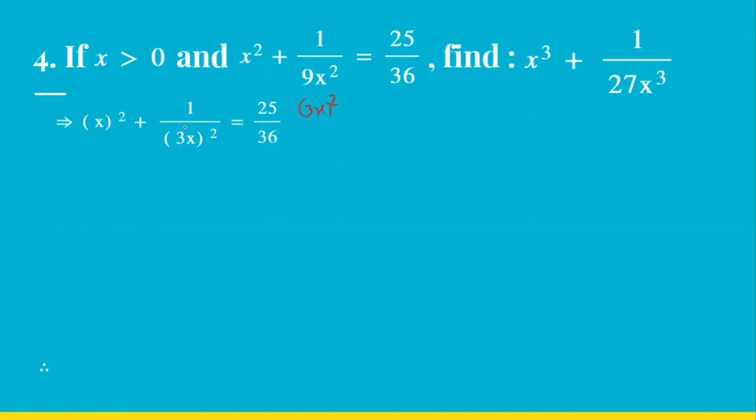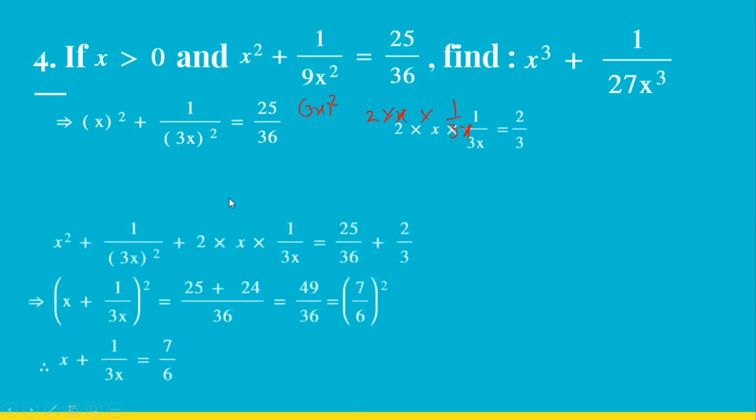So I have a square plus b square. So I need to add 2ab. So what is that 2ab? That is 2 into x into b, which is 1 upon 3x, right? So 2ab. That means I will have to add 2 by 3 to both sides. If I add that, I'll be getting the perfect square on my left hand side. So 2x into 1 by 3x, which I get as 2 by 3. Just now I have shown you.